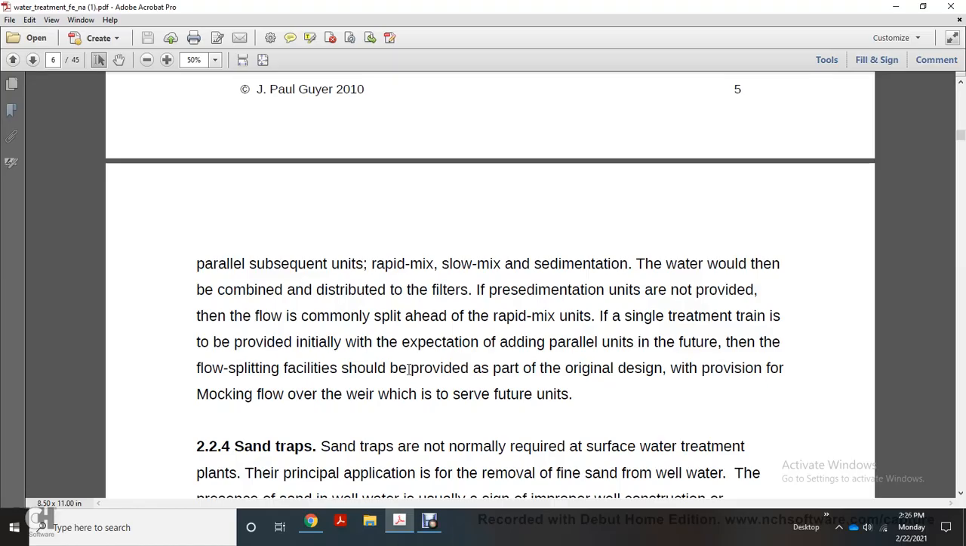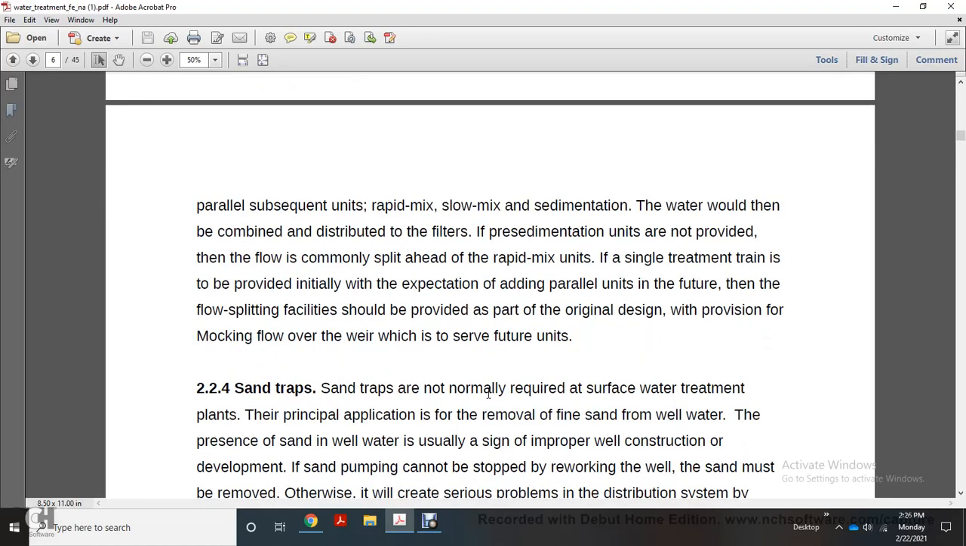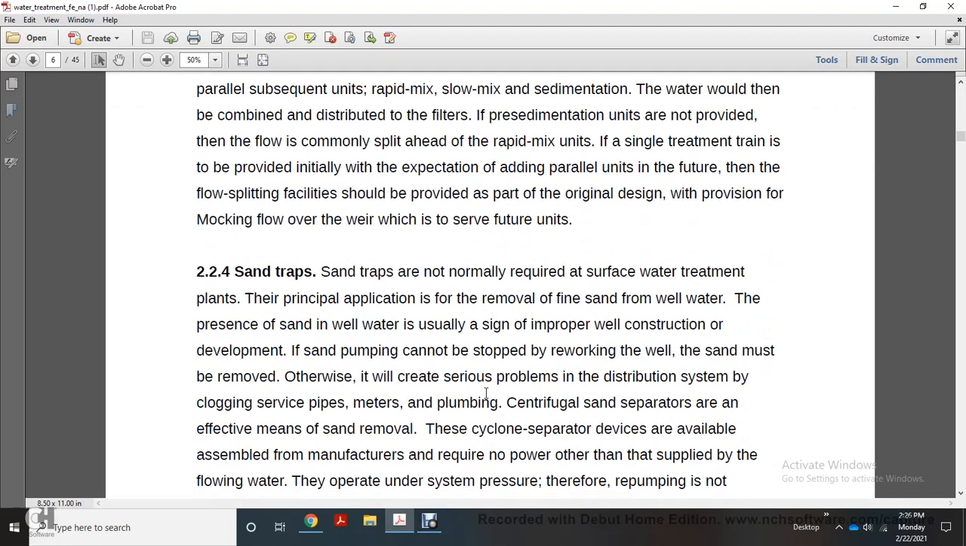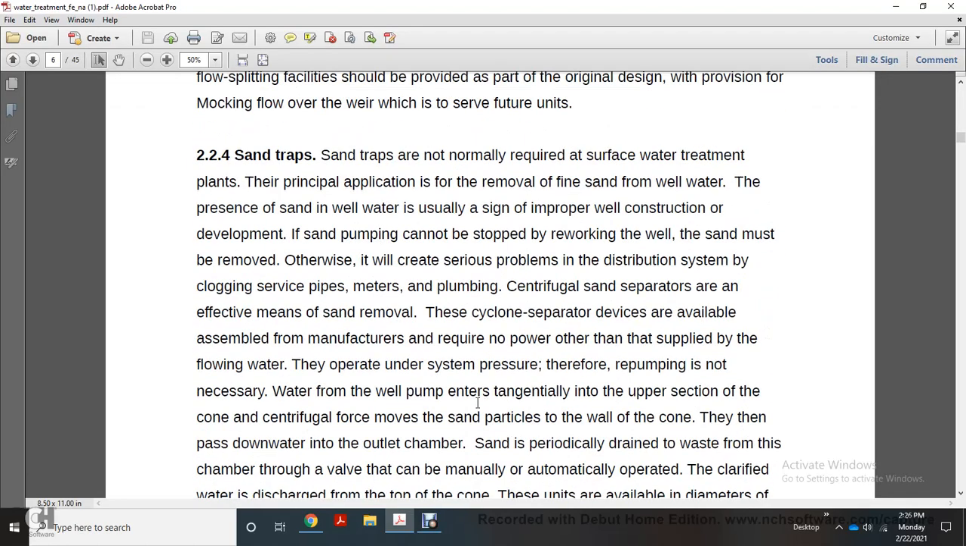then the flow splitting facility should be provided as part of the original design, with provision for flow over the weir to serve future units.